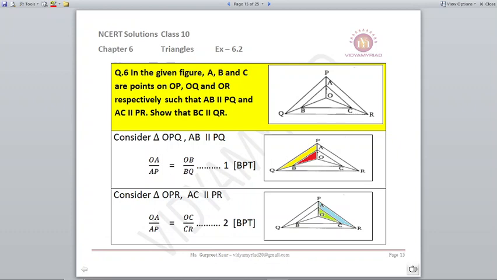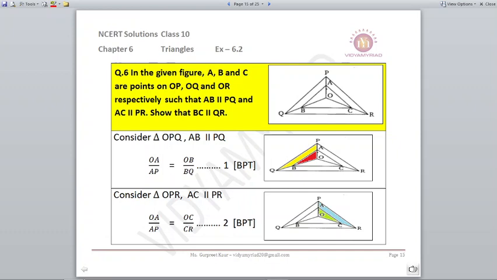Question number 6. In the given figure, A, B and C are the points on OP, OQ and OR respectively, such that AB is parallel to PQ and AC is parallel to PR. We need to show that BC is parallel to QR. Now let us take the triangle OPQ, the red and yellow part, where AB is parallel to PQ. So we can write OA upon AP is equal to OB upon BQ. That is equation number 1 according to BPT or basic proportionality theorem. When the lines are parallel, the sides are proportional.